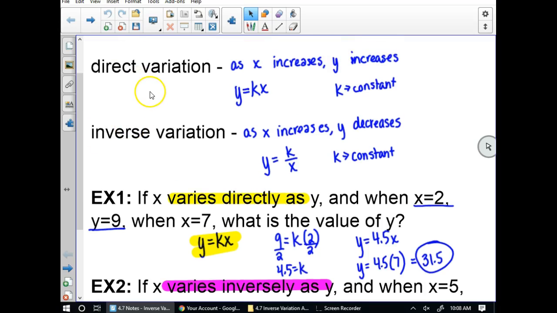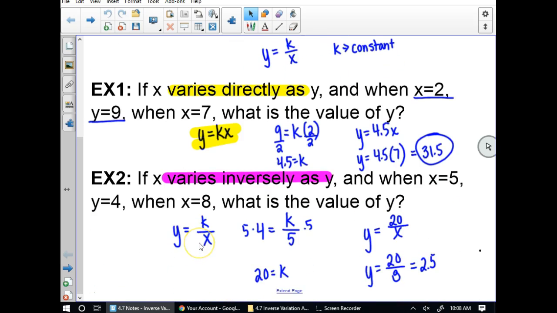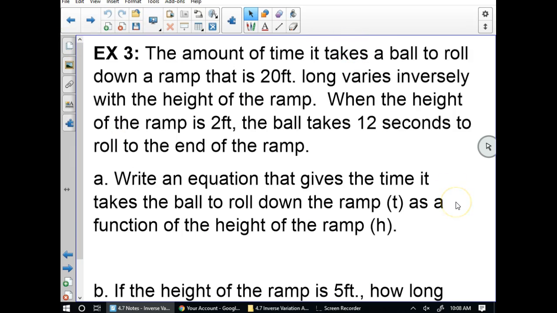Yesterday we started looking at direct and inverse variation. We'll be focusing on inverse variation, and we looked at a couple problems that were just very basic problems with no context at all. So let's look at the next example that you have here.